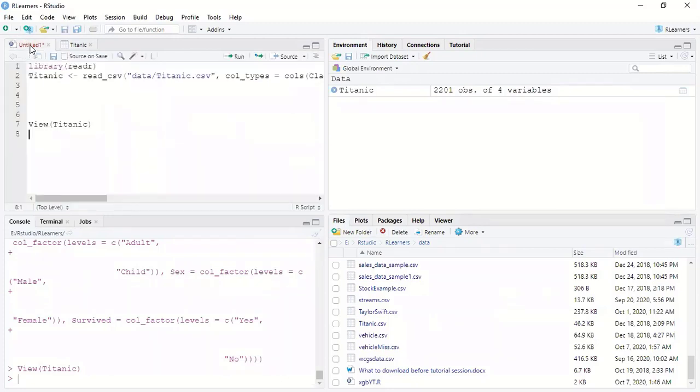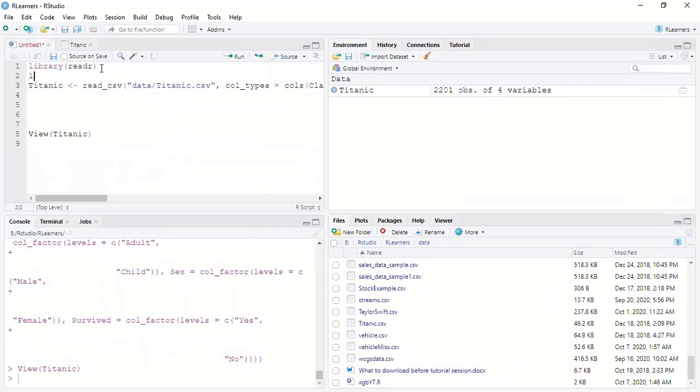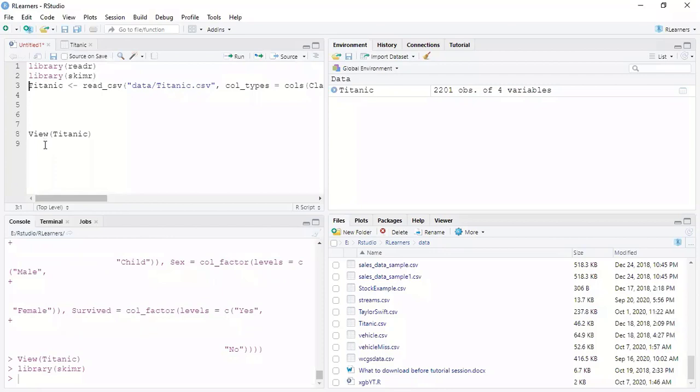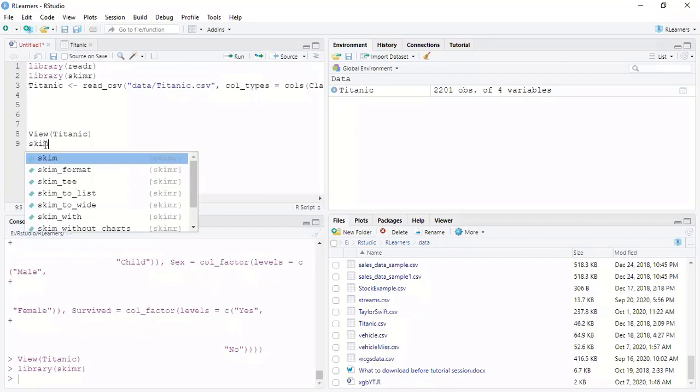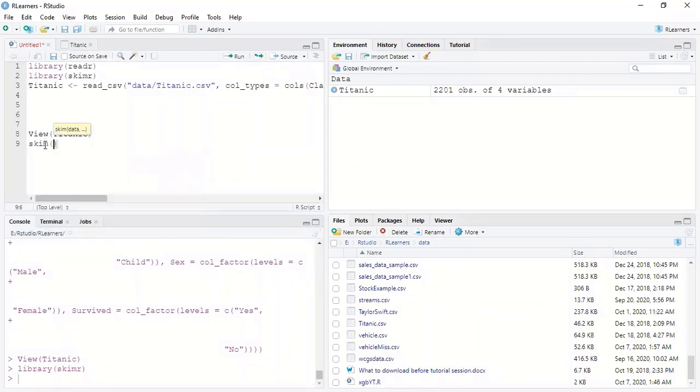Now let's first load another package, the library, the skimr package. So let's skim our data. Let's go through our data and see what it entails. The data is Titanic.